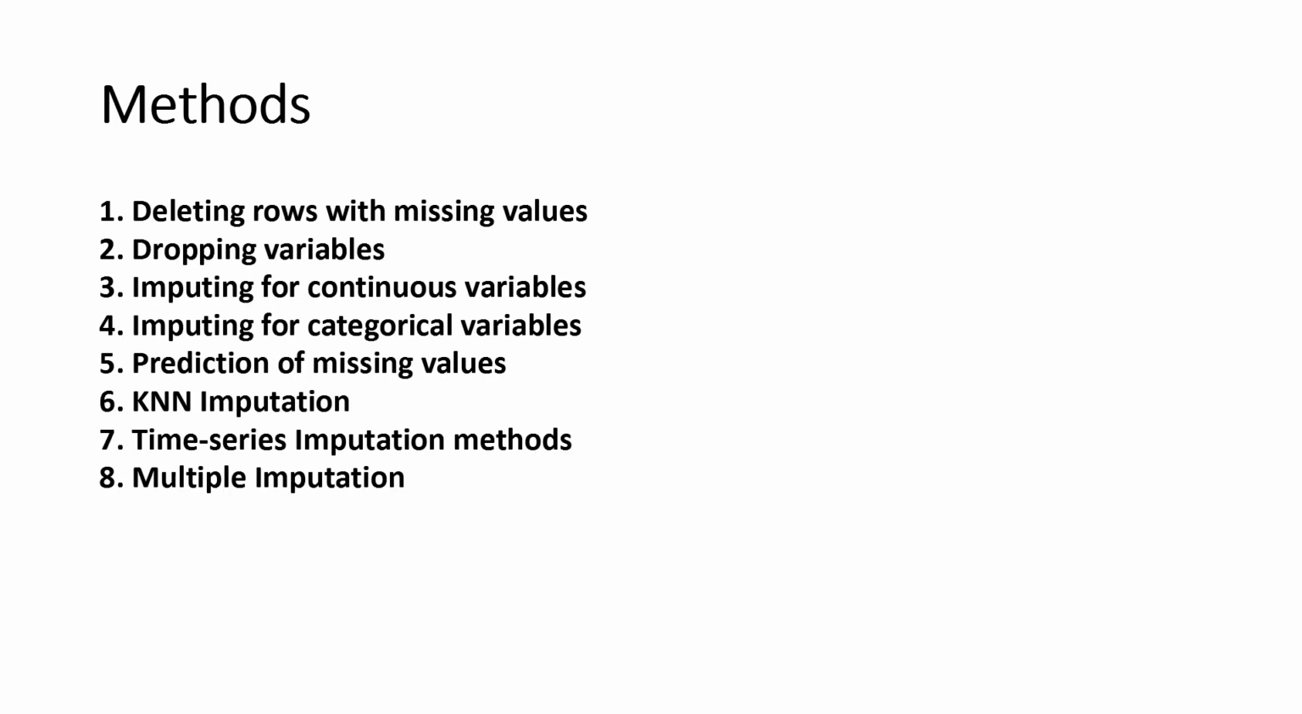The methods involved include deleting rows with missing values, dropping variables, imputing for continuous variables, imputing for categorical variables, prediction of missing values, KNN imputation, time series imputation methods, and lastly multiple imputation. Feel free to skip around in the video to the section which you want to watch.